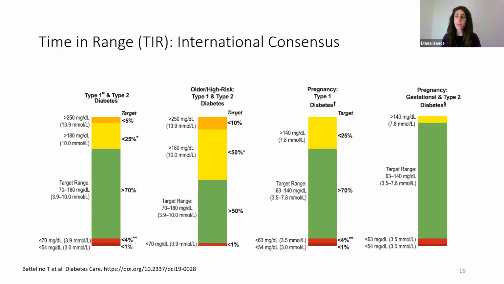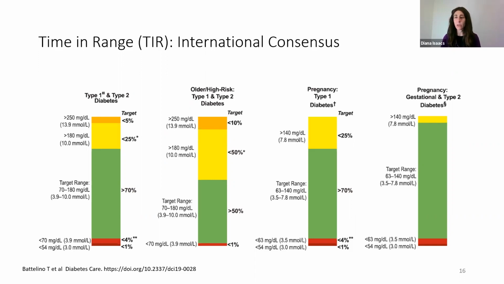Are they at 70% time in range? Are they less than 4% time in hypoglycemia, and then spending less than 25% above 180? And there's also guidance for pregnancy as well. And you'll notice pregnancy is the only time where that time in range is adjusted. Instead of it being 70 to 180, it is 63 to 140.